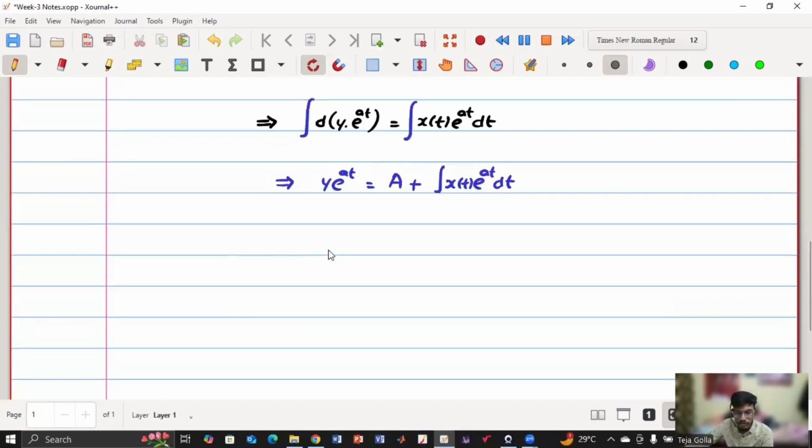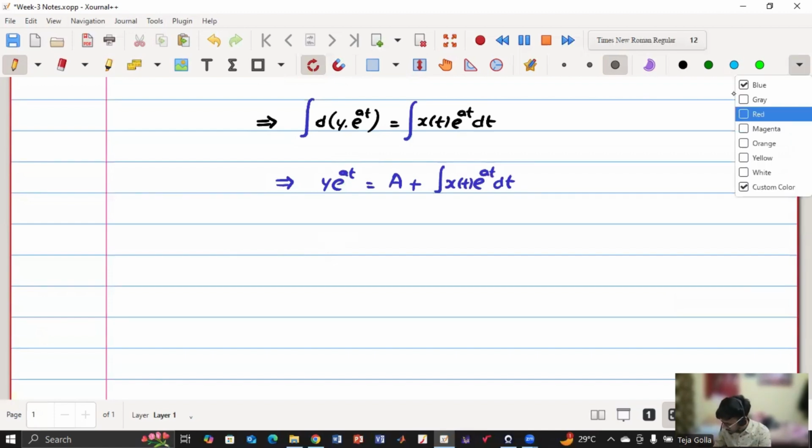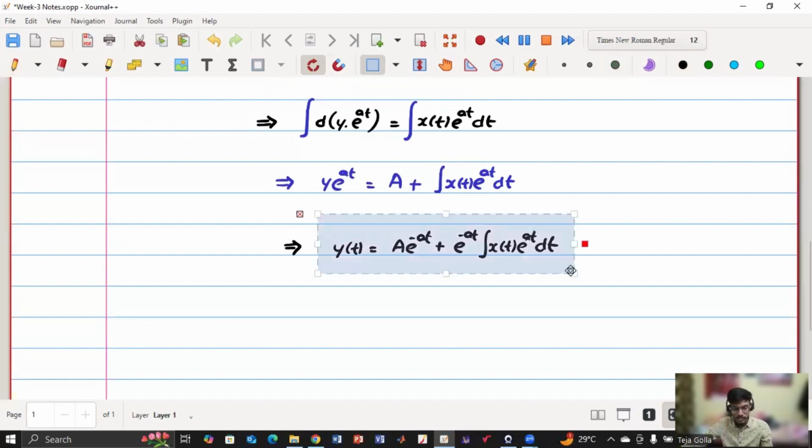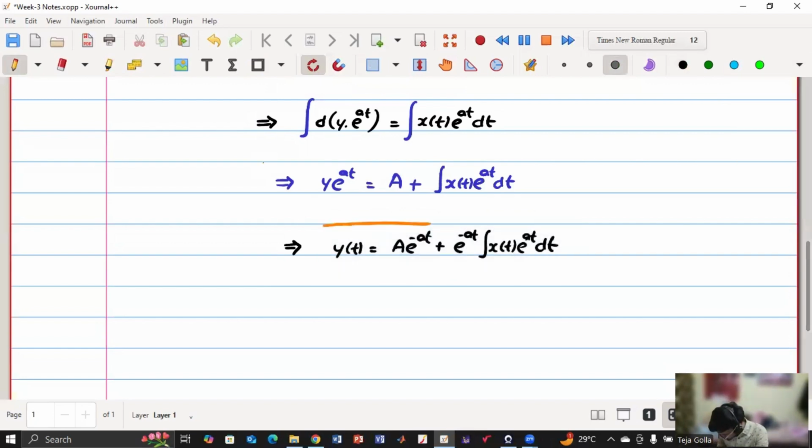Now if we write the final expression by multiplying e to the power minus at on both the sides, we'll get: y of t is equal to a into e to the power minus at plus e to the power minus at integral x of t e to the power at dt. Till this point, is it clear or any queries? Yes, sir. Clear, right? So this is the solution that we are getting for the first order.